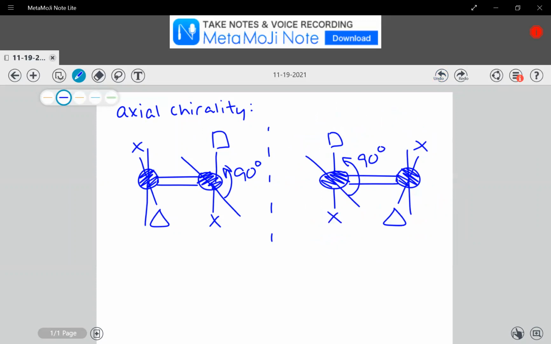And this is what makes the molecules chiral. So this 90-degree twist that happens here, to relieve some of that tension in a way, as well as the fact that you have different stuff here and here and here and so on and so forth, makes it so that you have axial chirality. Very cool.